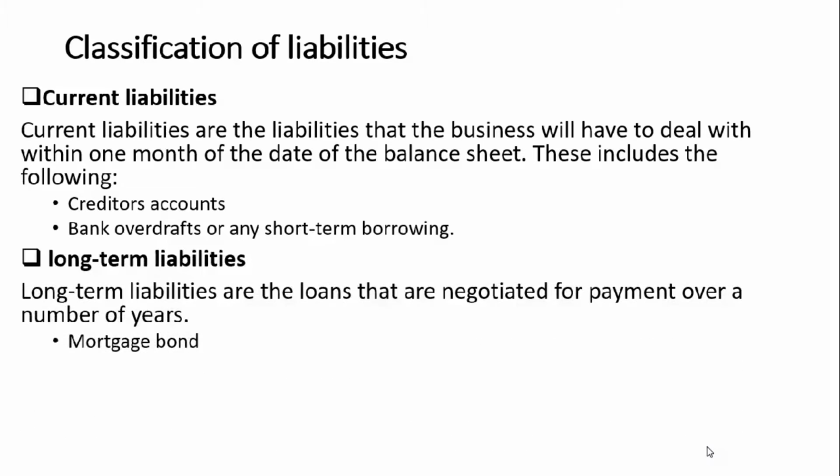The non-current liabilities or long-term liabilities are liabilities that are negotiated for payment over a longer period or number of years. An example of this is the mortgage bond that you have. Some people buy houses on a bond that they pay for 20 years or more. So those are long-term liabilities.